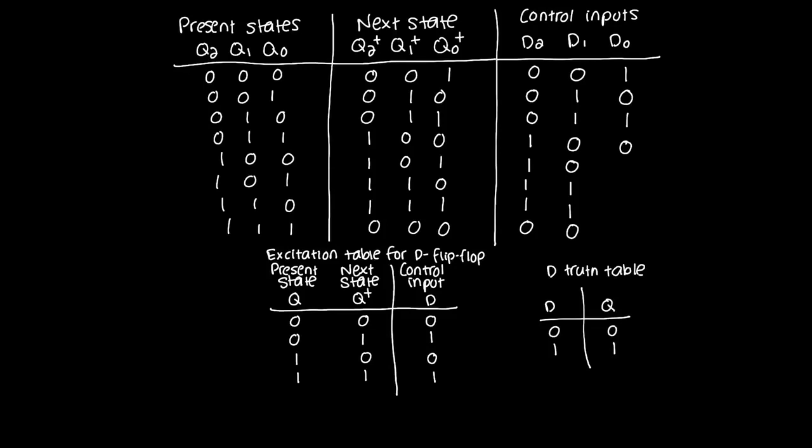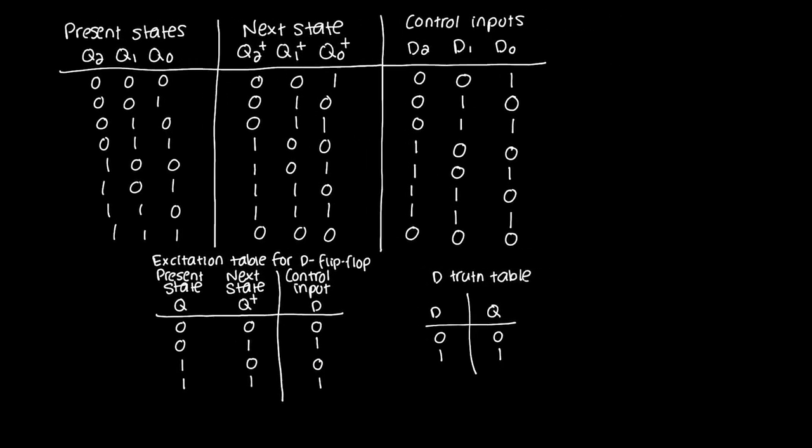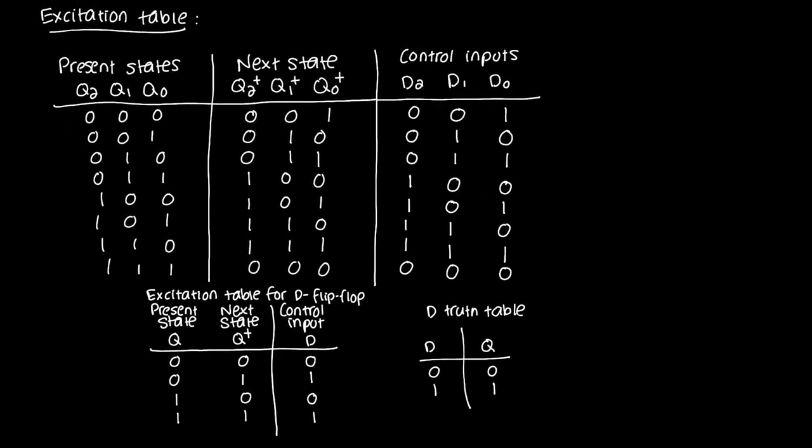To go from 0 to 1, D has to be 1. To go from 1 to 0, D has to be 0. Actually, you can see the pattern here. To go from 0 to 1, D has to be 1. To go from 1 to 0, D has to be 0. Okay, so these are my control inputs.